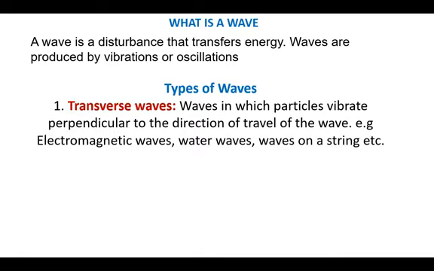We have what are called transverse waves. Transverse waves are simply waves in which particles vibrate perpendicular to the direction of travel of a wave. Examples are electromagnetic waves, water waves, and waves on a string.